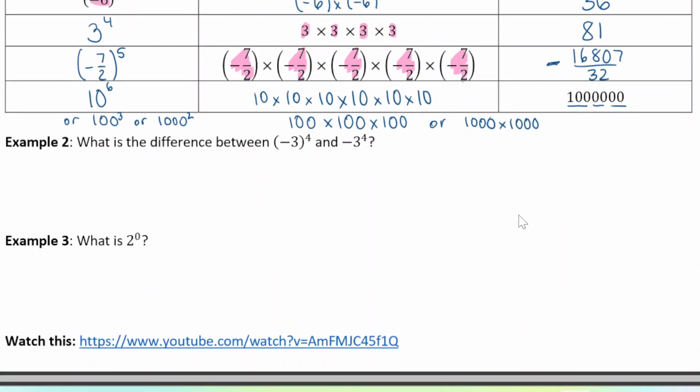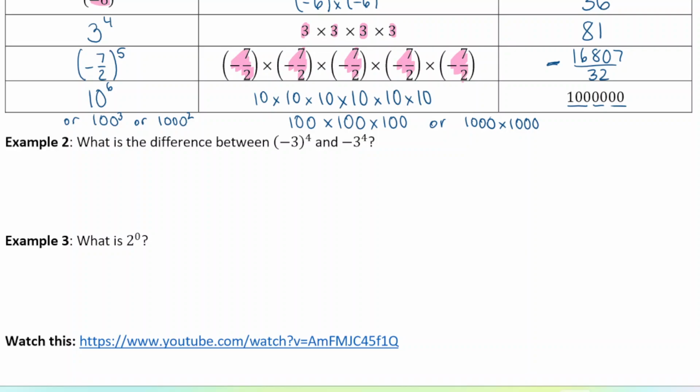Okay, example 2. What is the difference between (-3) to the power of 4 and -3 to the power of 4? One with brackets, one without. So when there are brackets, what that means is this power of 4 applies to everything inside that bracket. So when we write this out with repeated multiplication, we get -3 times -3 times -3 times -3. And because there's an even number of negative signs, the answer is going to be positive 81.